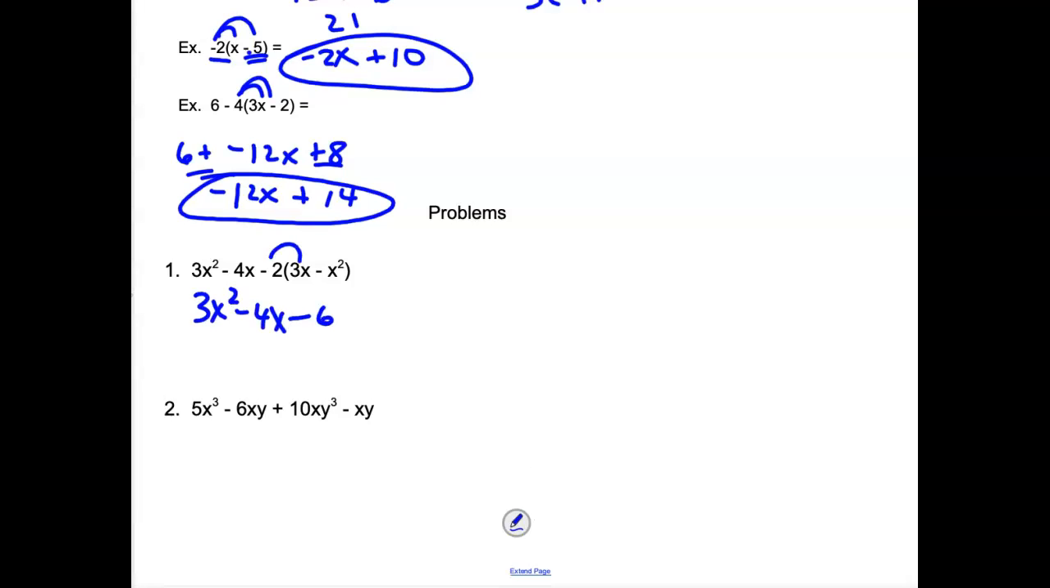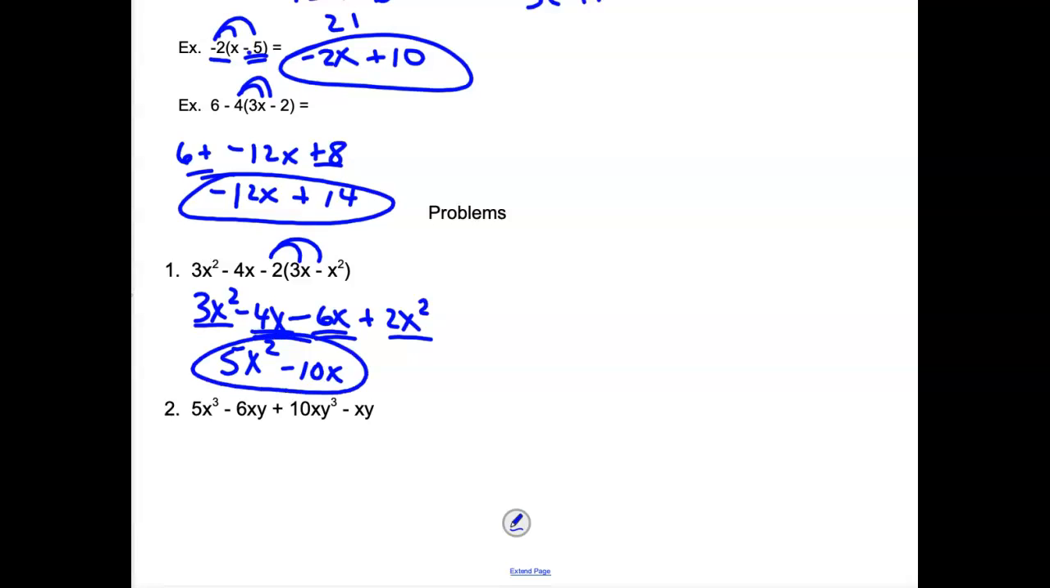Distribute, negative 6x. Negative times negative, positive 2x squared. 3x squared is the same as a 2x squared. They're like terms anyways. So 3 plus 2 is 5. Negative 4x, negative 6x, those are like terms. Negative 4, negative 6, negative 10.